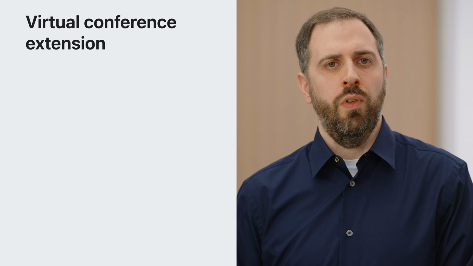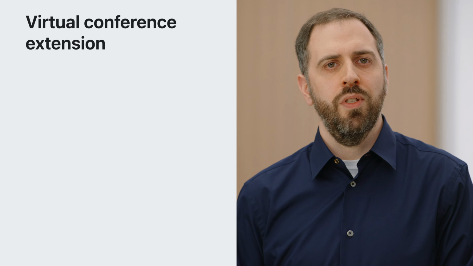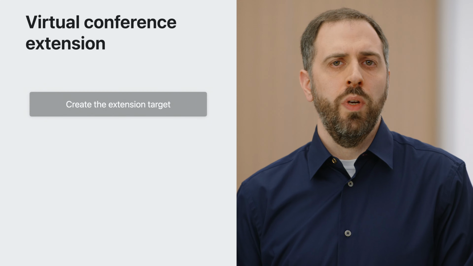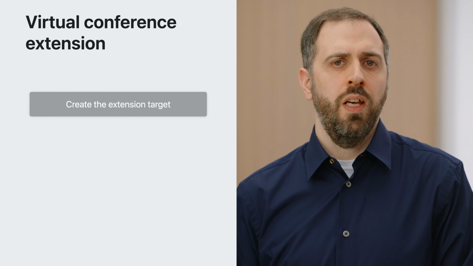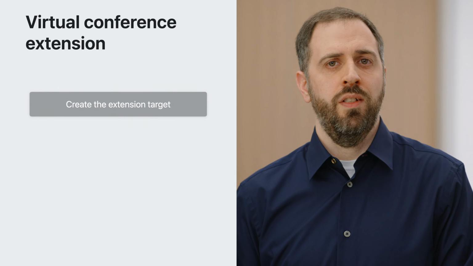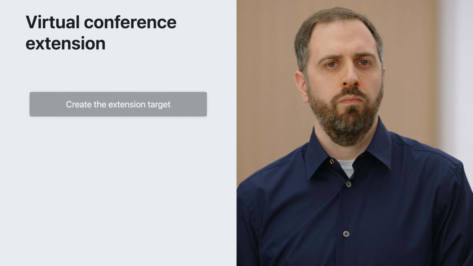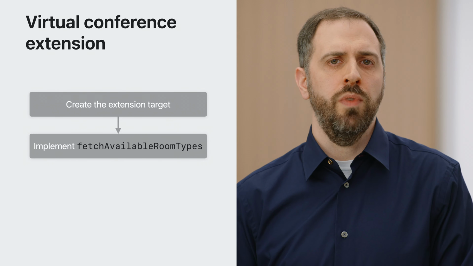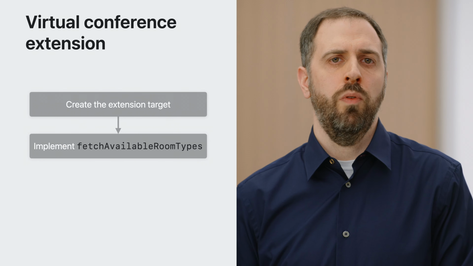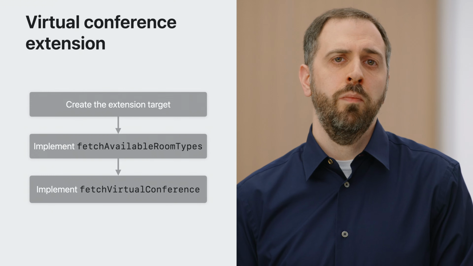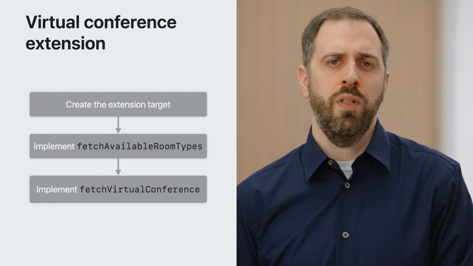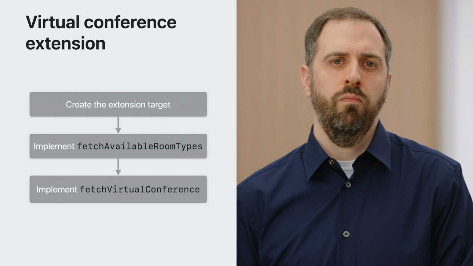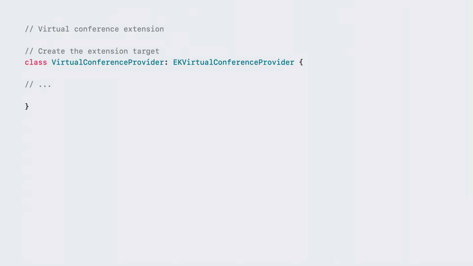Making a virtual conference extension takes just a few steps. First, create a new virtual conference extension target in Xcode. Then, there are two methods in the extension protocol to implement. Implement fetch available room types to provide your available room types, and then implement fetch virtual conference to provide a virtual conference object for a selected room type. Let's walk through an example.